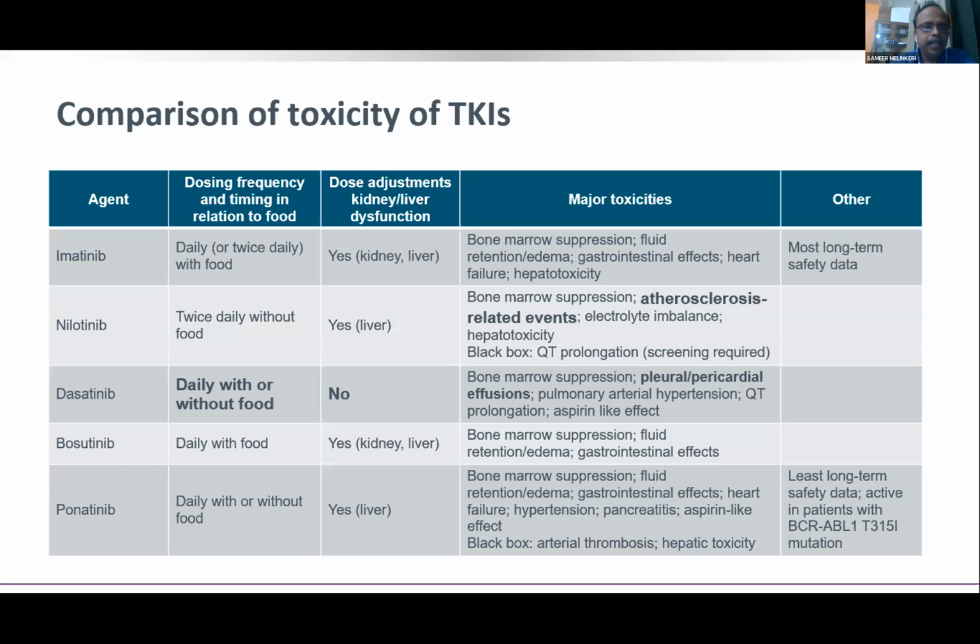Comparing the toxicity of the TKIs, as you can see, imatinib, dasatinib, bosutinib, and ponatinib generally have similar side effect profiles in terms of bone marrow suppression, fluid retention, GI side effects, and CCF related to fluid retention. Nilotinib has an important side effect of atherosclerosis related events, electrolyte imbalances, and QT prolongation is a black box warning for this drug. For ponatinib, the black box warning is arterial thrombosis and hepatic toxicity.